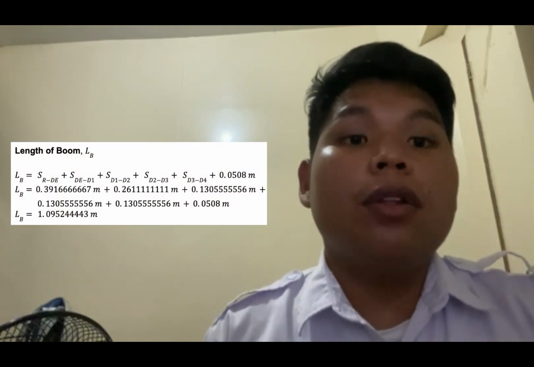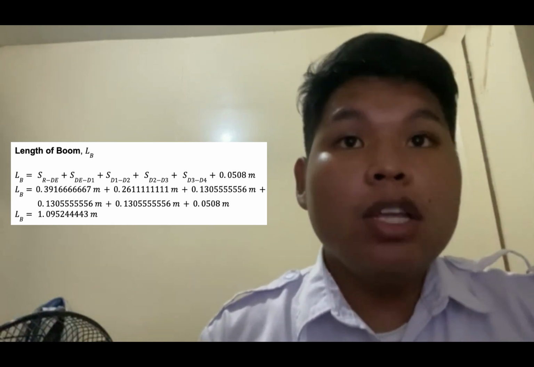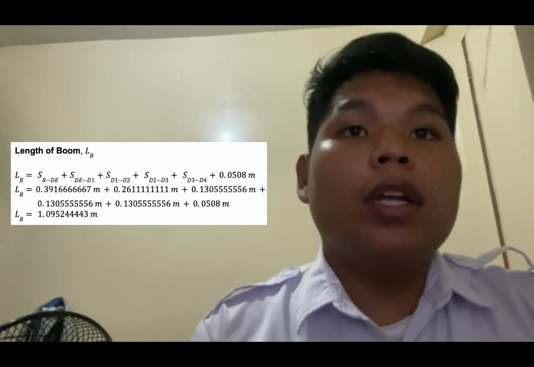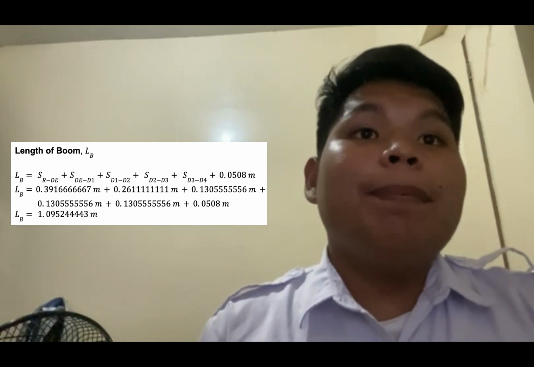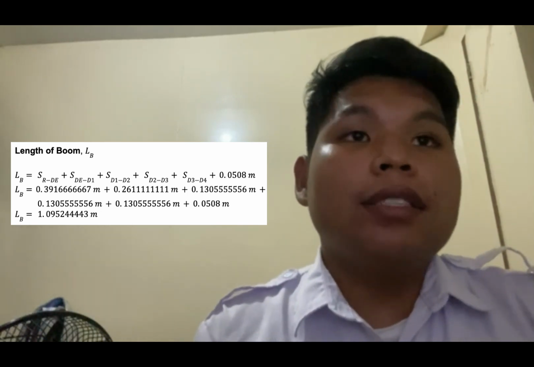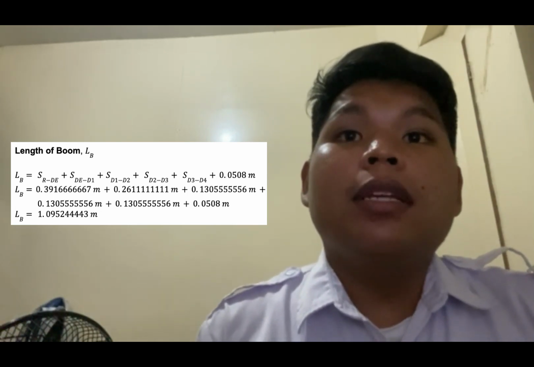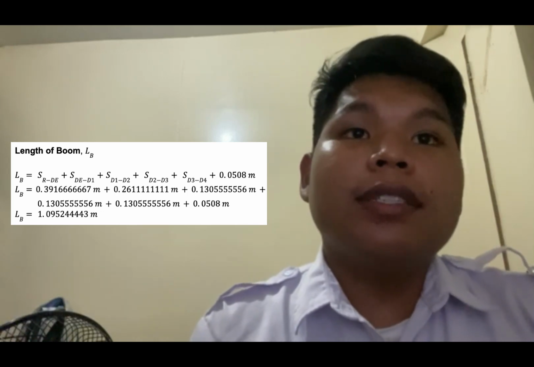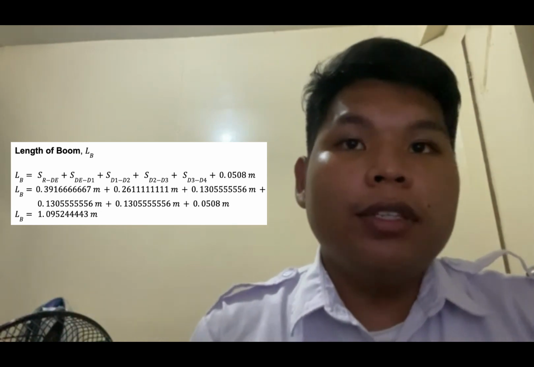Now we have reached the ninth and final step in the creation of our antenna, which is finding the length of the boom. It's represented by the symbol LB and has a long formula: LB is equal to SR to DE plus SDE to D1 plus SD1 to D2 plus SD2 to D3 plus SD3 to D4 plus 0.0508 meters. The 0.0508 meters, if you're wondering, is the combined tips of our antenna, each measuring 0.0254 meters.